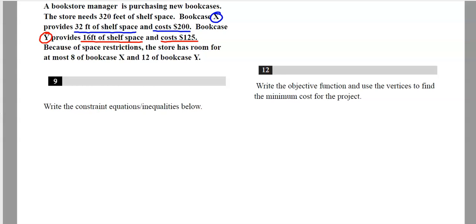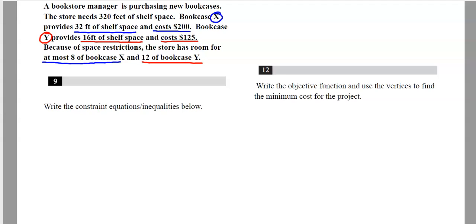Because of space restrictions, the store has room for at most 8 of X, and at most 12 of Y. All right? Now notice they did talk about money, but they did not talk about a constraint with money. They didn't tell me how much I had to spend. So the money issues are not going to show up in the constraints because I don't have a limit. They didn't say, hey, you only have $1,000. So I think that's going to be my objective equation coming up. So I'm kind of just thinking about the money coming up later.